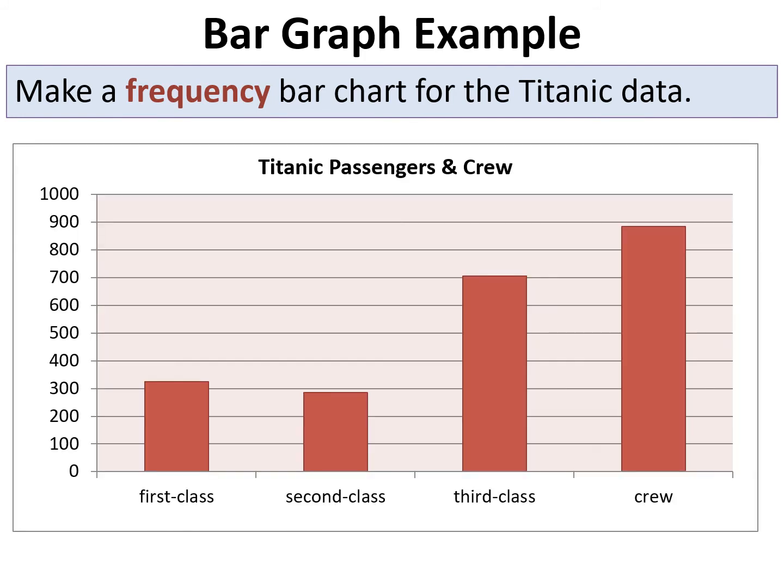So here's a really good example of a bar graph for the data that we've seen already. Notice I've got my well-labeled values. I'm starting at 0, and there's this consistent spacing between each bar, and the width of the bars is identical. The only difference is their height, so it quickly helps me be able to see there were way more crew and third class members than first and second class.